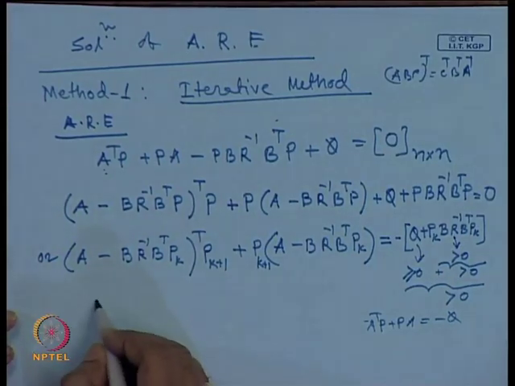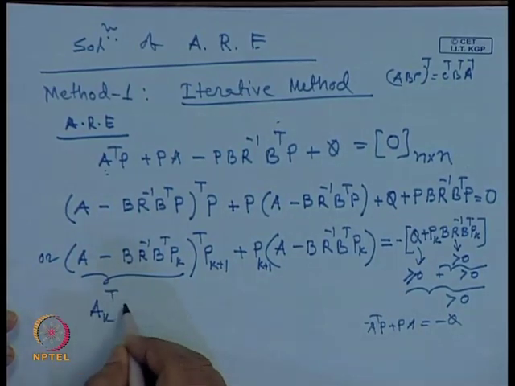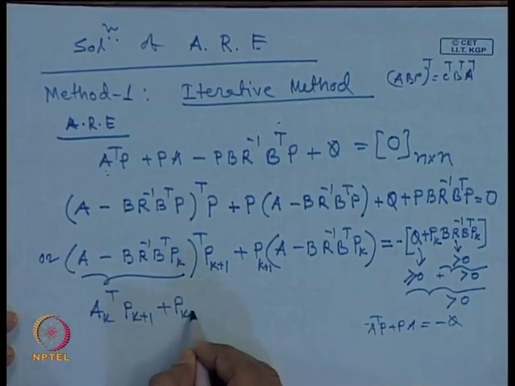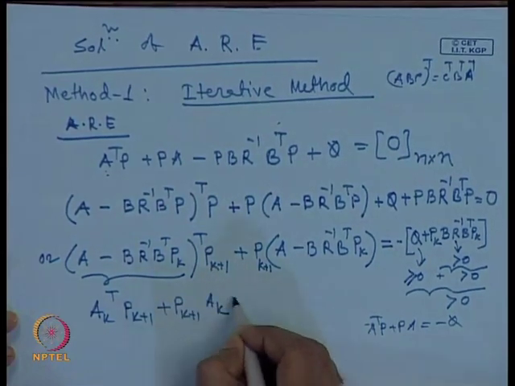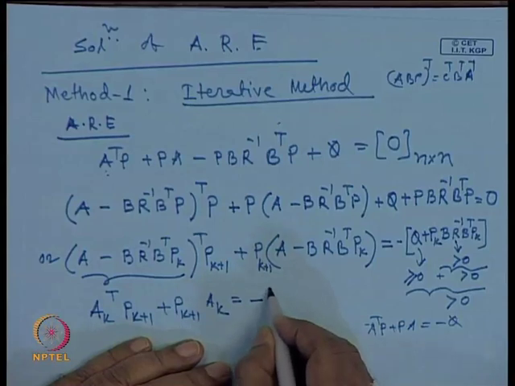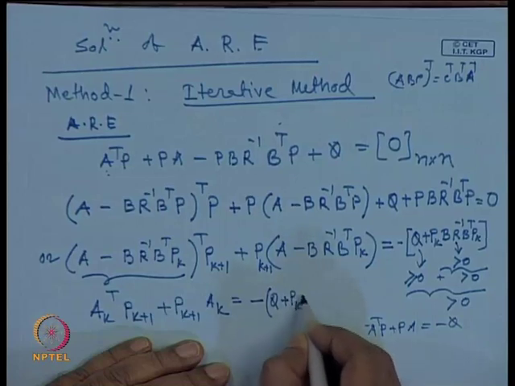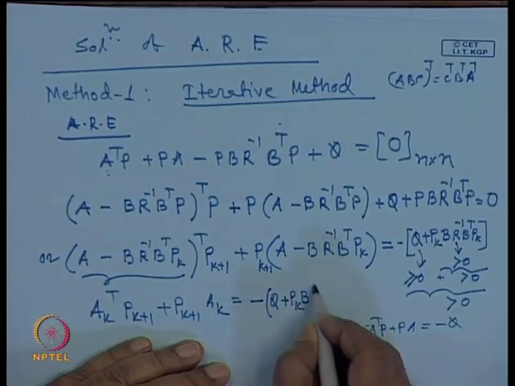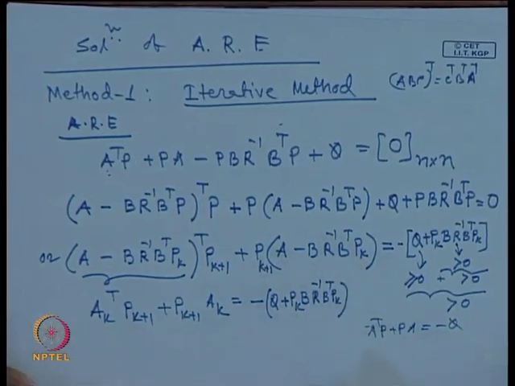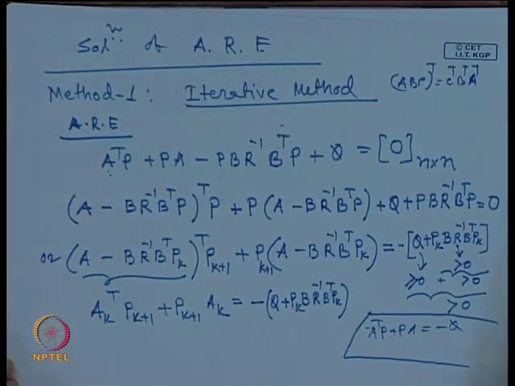If you see, if I consider A k, the whole thing is A k. A k transpose P k plus 1 plus P k plus 1 A k is equal to minus that one, Q, plus P k B R inverse B transpose P k. So, please note down what I have written here.